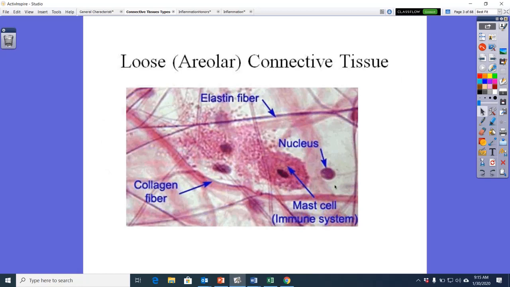We also have a few cells that are obvious. Here's one, here's another one, here's another one, here's another one. And then this is a big cell, a huge cell in comparison to this one. The smaller cell is a fibroblast, and it makes fibers. It'll either make the elastic fiber or make the collagen fiber. And the bigger cell here is a mast cell. A mast cell is going to release heparin and histamine in response to an immune reaction or an inflammatory reaction in the body.